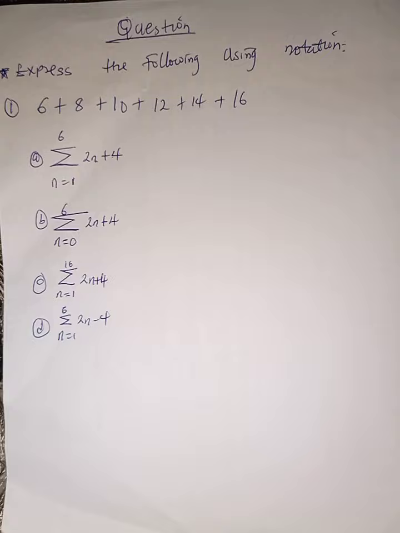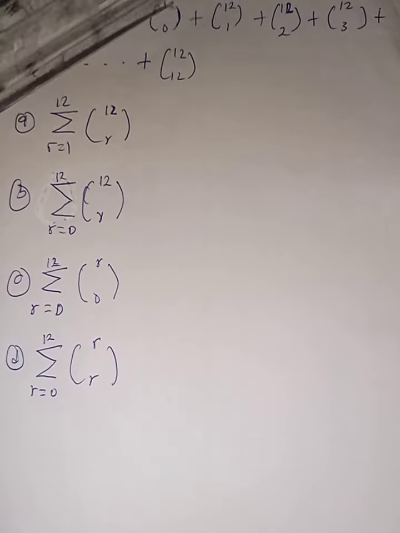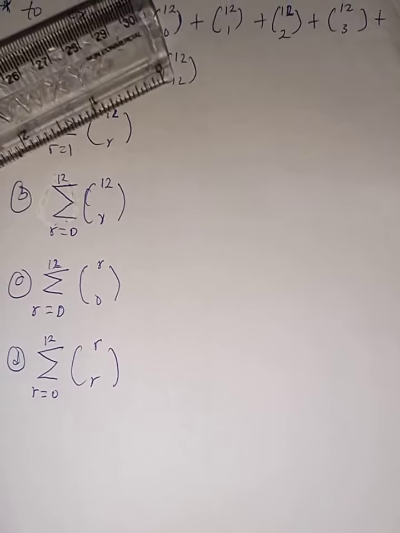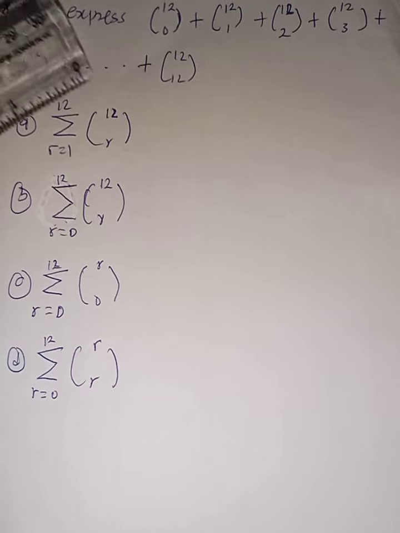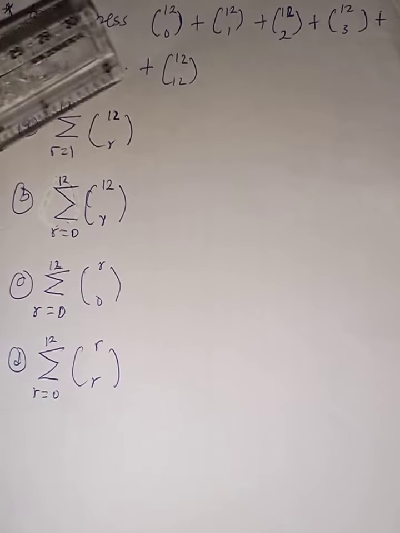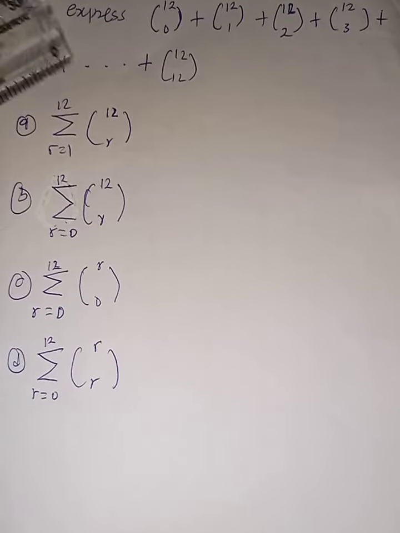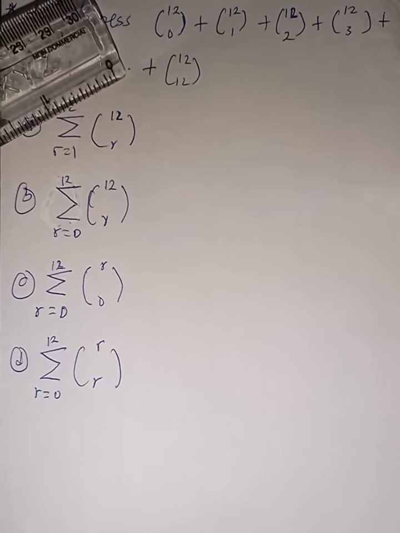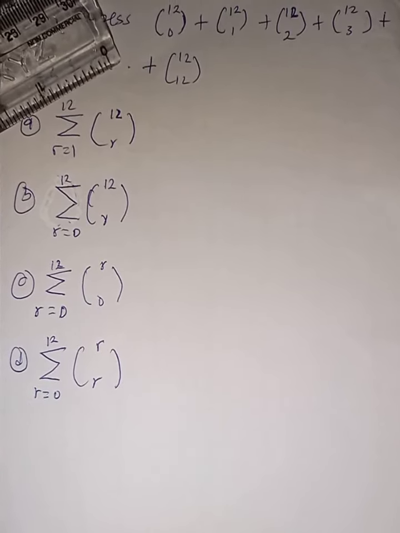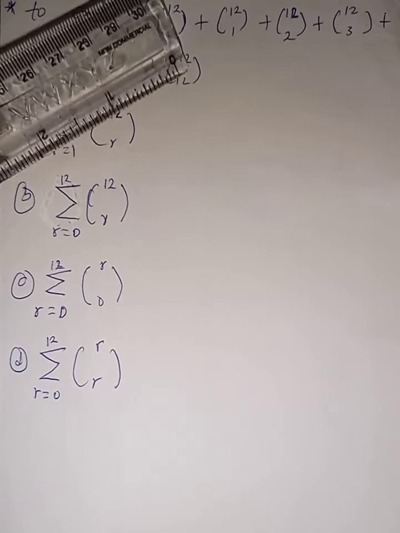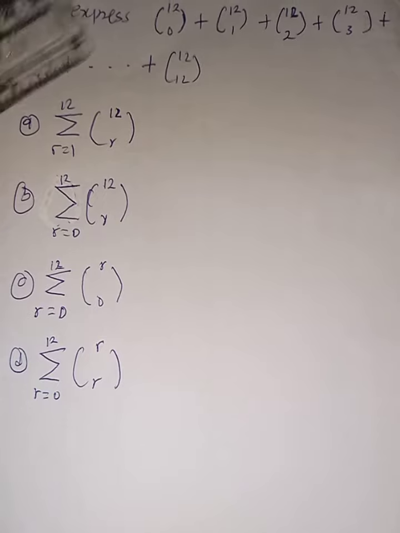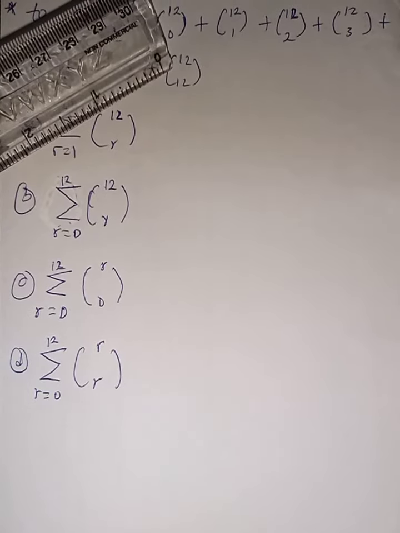Okay, let's try another example. Express this plus this using notation. Now what do you mean by these 3 dots before this last one? It means we have other terms here. Now if a notation ends with these 3 dots, it means it's going to end at infinity. But if you have these 3 dots inside before you get to the last one there, it means we have terms inside before you get to the last one.